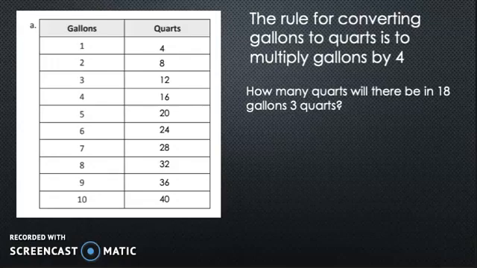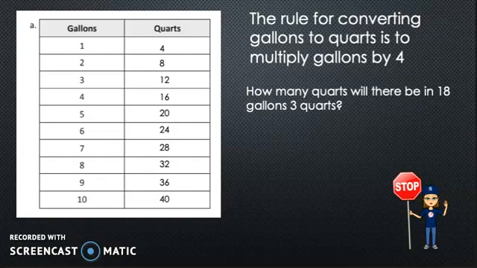I want you to pause the video and use your conversion table and strategies to figure out how many quarts there will be in 18 gallons, 3 quarts. Remember to press play when you're ready to continue.